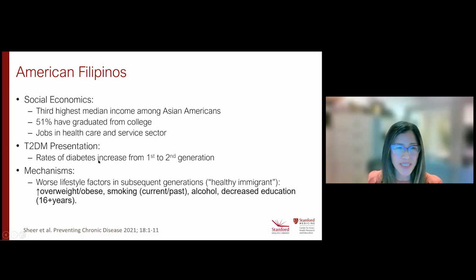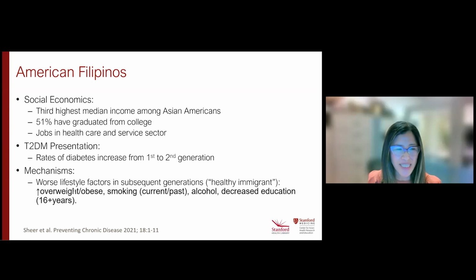The presentation of diabetes, the rates seem to increase from first generation individuals immigrating to the United States to the next generation. And then there are data looking to see what happens in subsequent generations. And it seems that at least based on recent surveys, lifestyle factors may be not as favorable in subsequent generations. There's this healthy immigrant hypothesis that the first generation may be the healthiest. It's only a hypothesis, so you can poke at me for this.